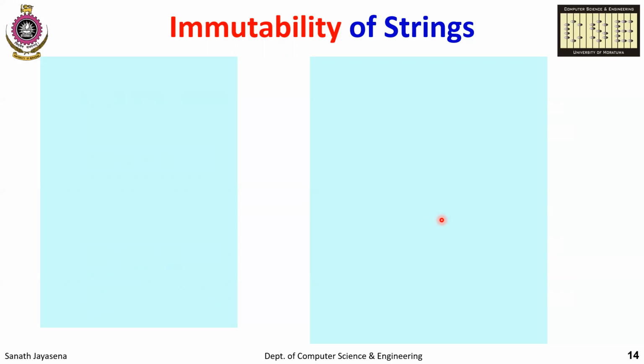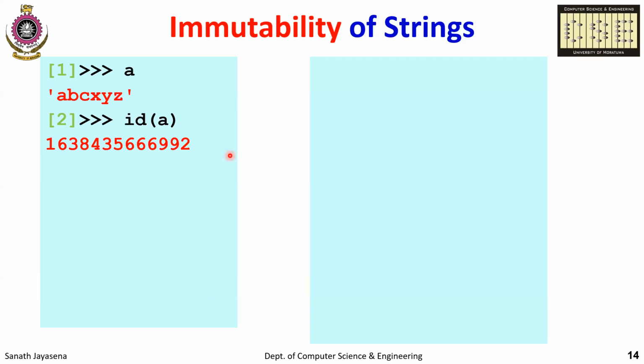our discussion. So this is about immutability of strings, right? We talked about integers. So here's some explanation demonstration. Let's say A, as we earlier said, A is a variable that refers to a string object whose value is ABCXYZ. Now, let's say we check identity of A, it gives us a particular number, right?